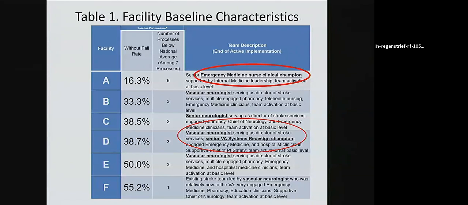The without-fail rate on the left is the baseline without-fail rate. And again, this is the primary quality outcome. It's a composite quality outcome of the PREVENT quality program. And so just knowing where they start, the national average at the baseline was 34%. So you have some one below, some right around the average, and a couple above the average. And that's where the teams are all starting from.